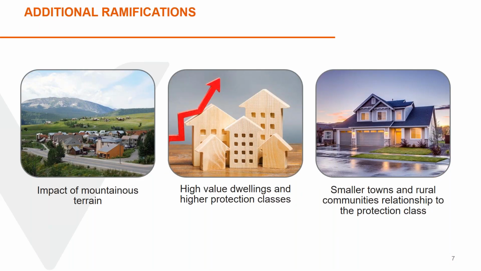Mountainous terrain, I like to bring this up because this happens frequently. So somebody decides they're going to buy a piece of property on top of a mountain and they're going to build a house. And they don't think about protection class. So they start building the house and then they try to get builder's risk insurance, and it's deemed to be a protection class 10 because there's no water supply on top of the mountain.